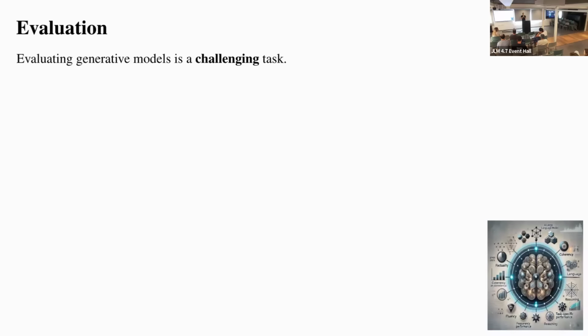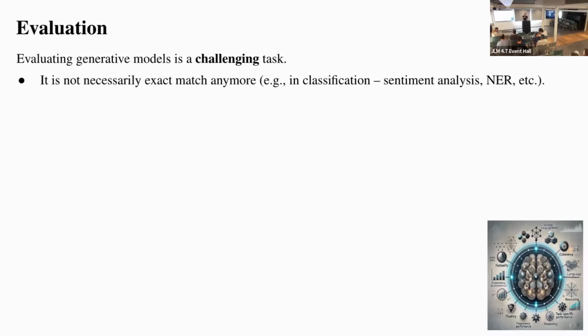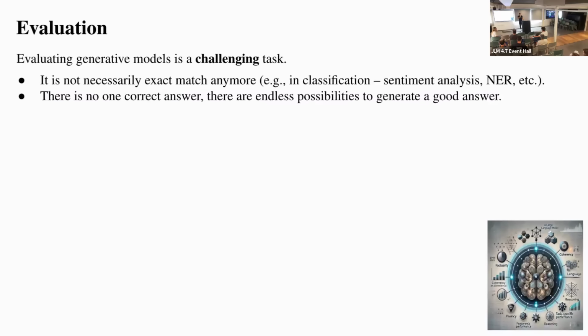So in general, for generative models, the evaluation is a challenging task. And this is because it is not necessarily an exact match anymore. For example, in tasks like classification, sentiment analysis, or named entity recognition, where we have a discrete number of classes, what we did is just compare the ground truth class and our predicted class. But right now it's not the case. We have an LLM that generates some text, and we have ground truth text, and we want to compare between them. So this is very challenging because there are endless possibilities to generate a good answer. And also there is no one correct answer.